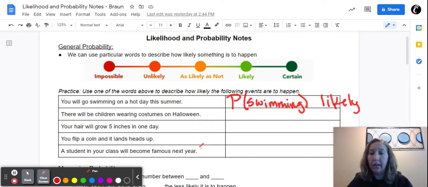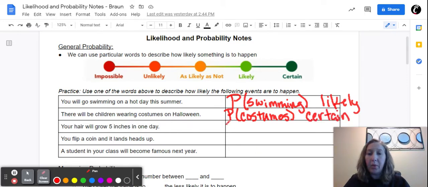Now, our next one, the probability that there will be children wearing costumes on Halloween. So the probability of costumes, and that is certain. We know that on Halloween, there are going to be children wearing Halloween costumes. So that outcome would be certain.